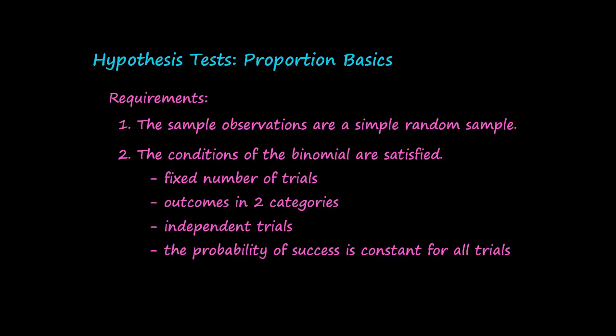The trials would be independent. One person's response to that question is not dependent on someone else's response. And the probability of someone being left-handed is a constant for that population. It's not changing as you're conducting your trials. So this is a binomial when we are conducting tests on proportions, as we said before when we were constructing confidence interval estimates for proportions.